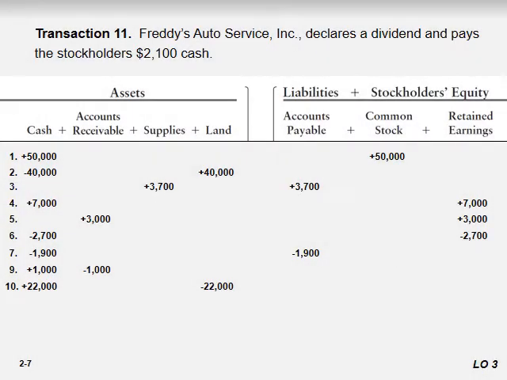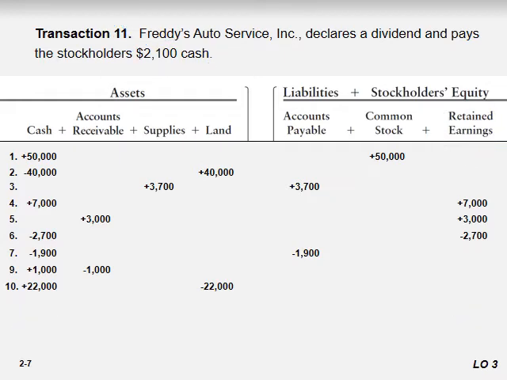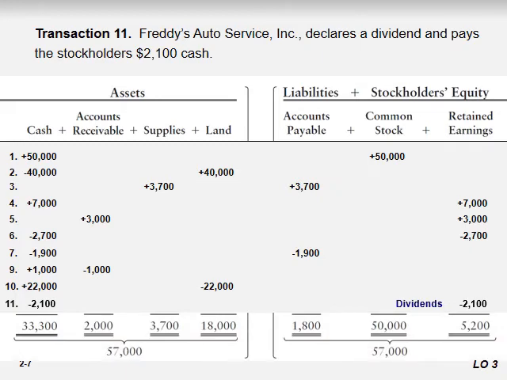So the 11th one is that the business declares a dividend and pays 2100 in cash. So remember, when dividend is paid, it's a part of retained earning. So dividend and expenses basically decrease the retained earnings. Since cash is distributed, cash is deducted from the cash account, and it will decrease the retained earning as well. So let's see that. Right? Well done.